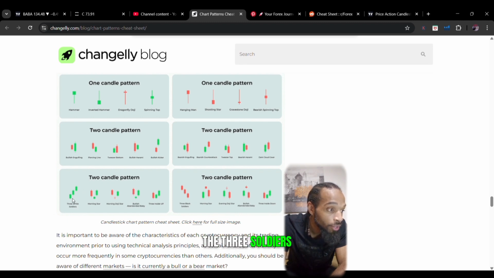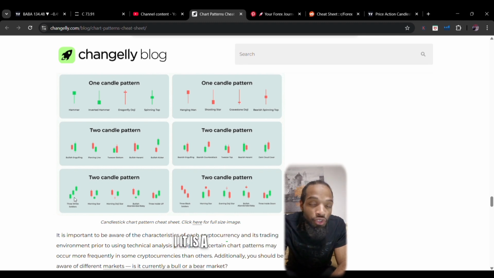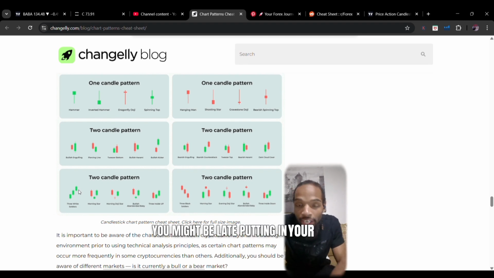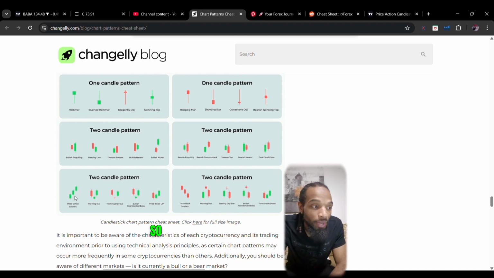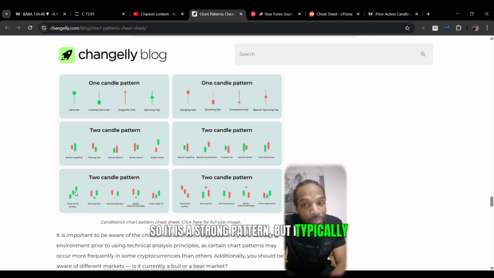The three soldiers is a strong candle pattern, but by the time this formation has already formed, the market already moved. You might be late putting in your entry by then. So it is a strong pattern, but I typically don't go for it.